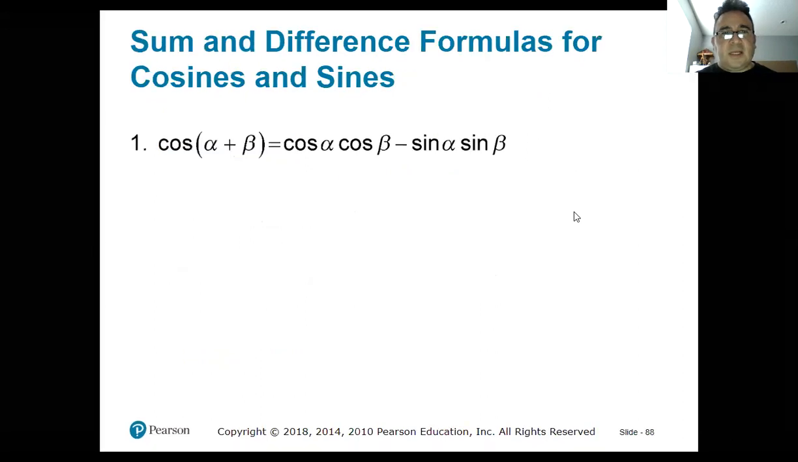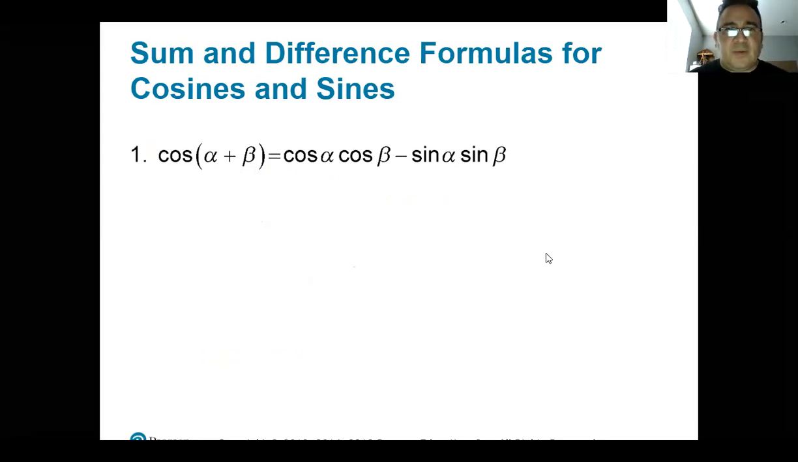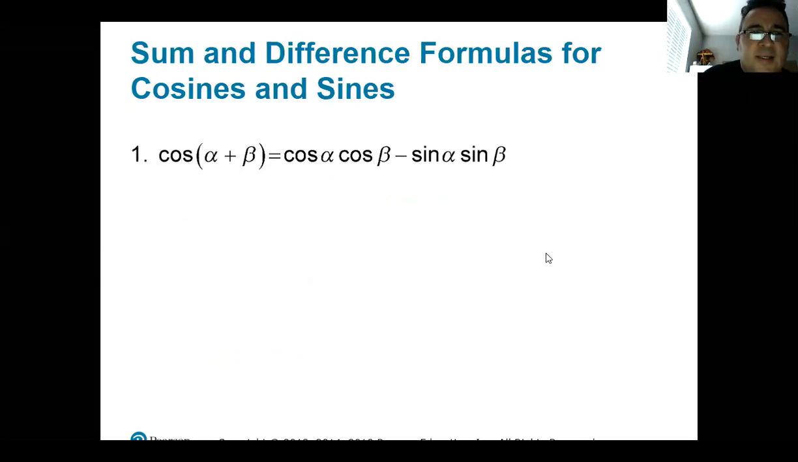Okay, so these are the sum and difference formulas for sines and cosines. And there are 4 of them, right? 1, cosine of the quantity alpha plus beta is equal to cosine alpha cosine beta minus sine alpha times sine beta. Numero 2.